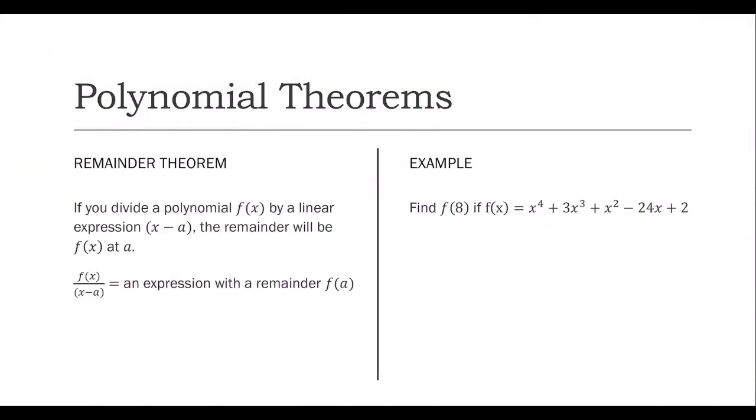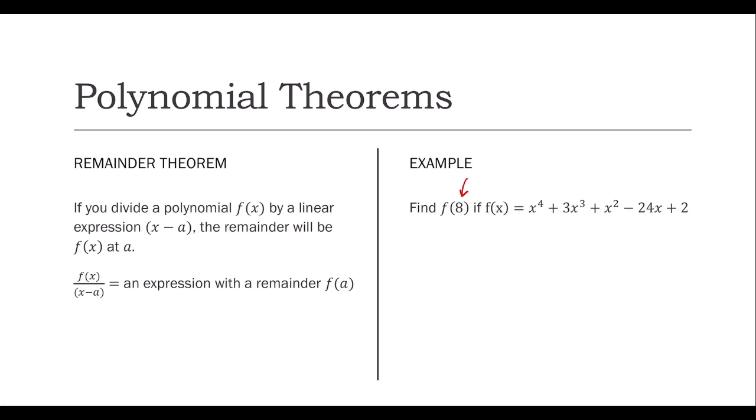So here is a polynomial theorem. It's the remainder theorem, which says if you divide a polynomial f of x by a linear expression x minus a, the remainder will be f of a. So f of x divided by x minus a equals an expression with a remainder f of a. This says find f of 8 if f of x equals x to the 4th plus 3x cubed plus x squared minus 24x plus 2.